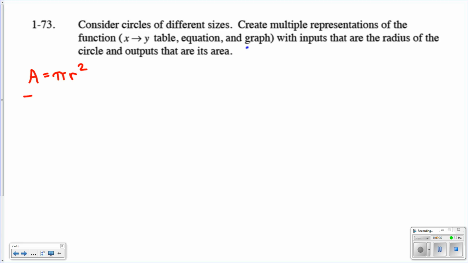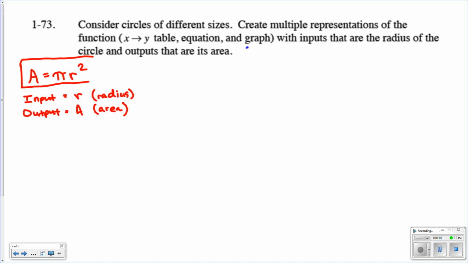Our input is going to be r, and that's our radius. And our output is going to be our area, and obviously that is A. So we want to do a table, an equation, and a graph. Well, right now, here is our equation right off the bat. This is the function for area.